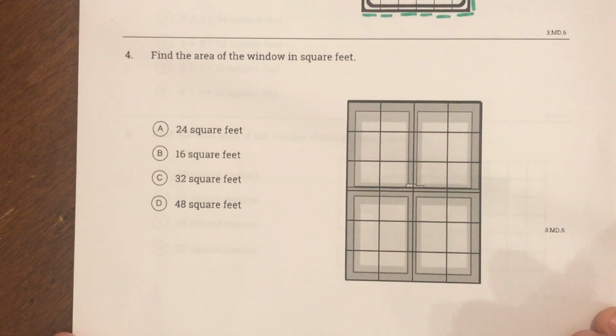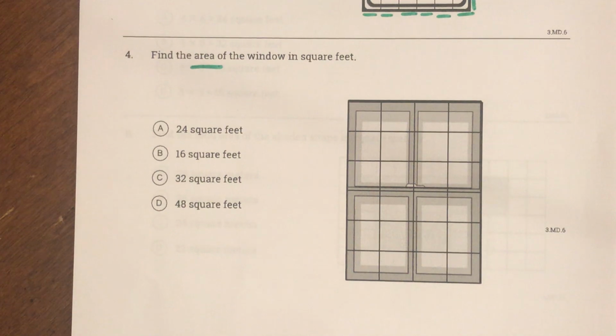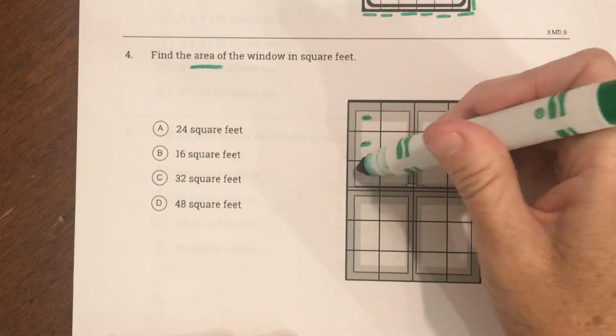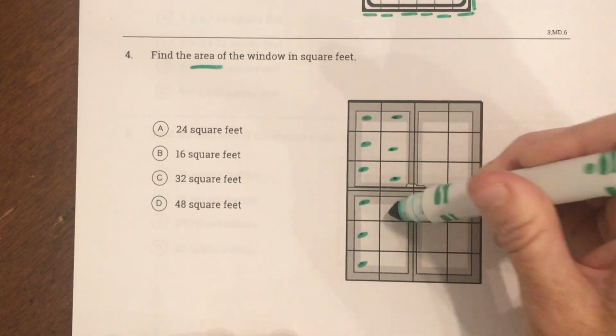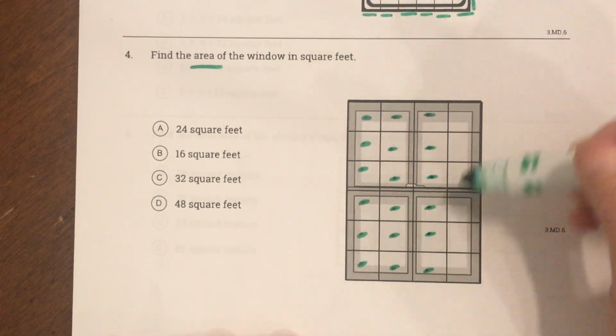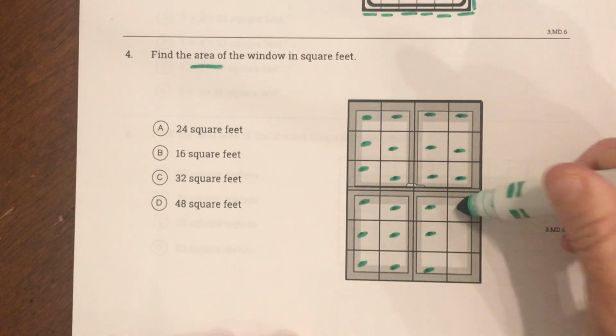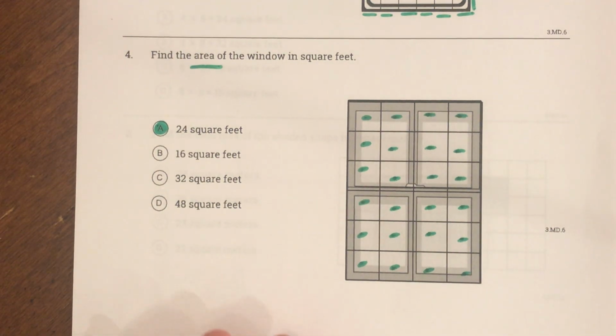Okay, my next problem says find the area again of the window in square feet. So I've been using formulas, ladies and gentlemen. You also could be counting. I might try counting on this one. So I see 1, 2, 3, 4, 5, 6, 7, 8, 9, 10, 11, 12, 13, 14, 15, 16, 17, 18, 19, 20, 21, 22, 23, and 24. So my answer is 24 square feet.